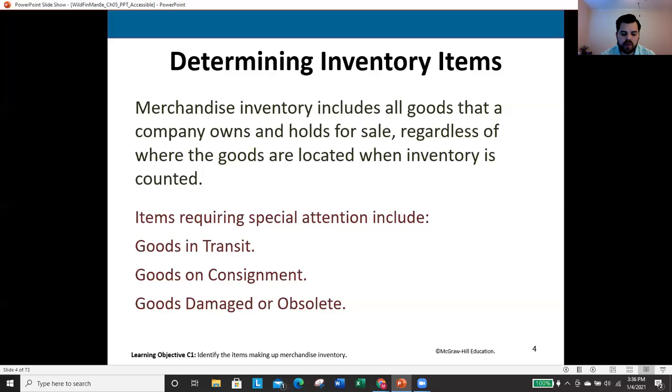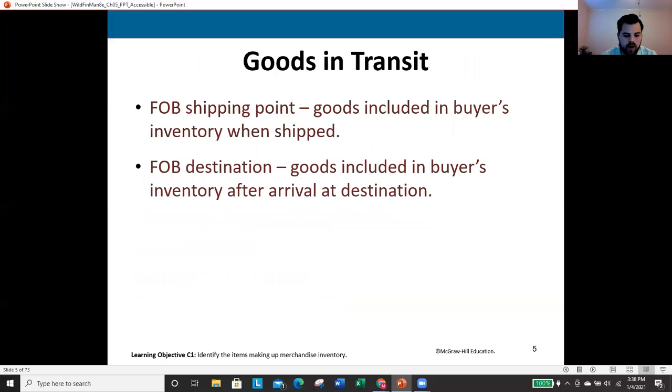Now, there are a couple of things that, of course, require our attention to really zone in on. The first being goods in transit, which we just talked about. Next is what's called goods on consignment. So we'll talk about that in just a moment. And finally, goods that have been damaged or are now obsolete. Once again, goods in transit.